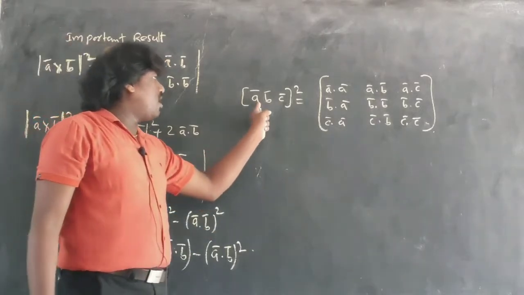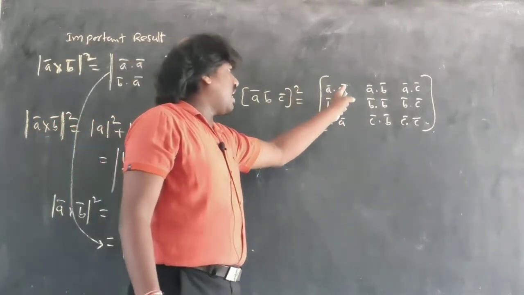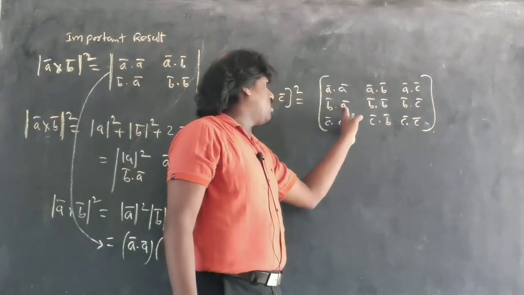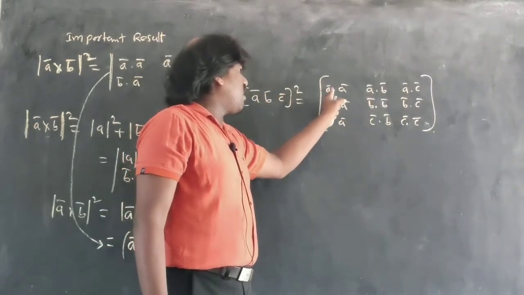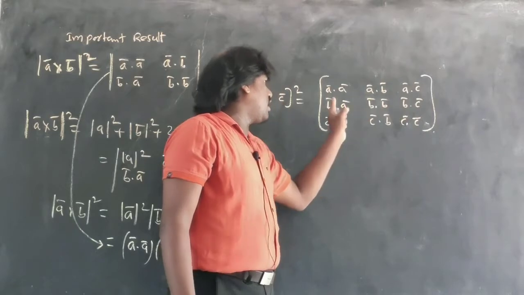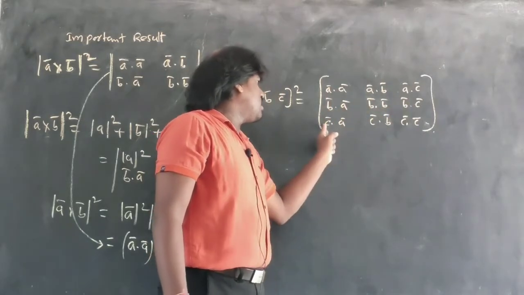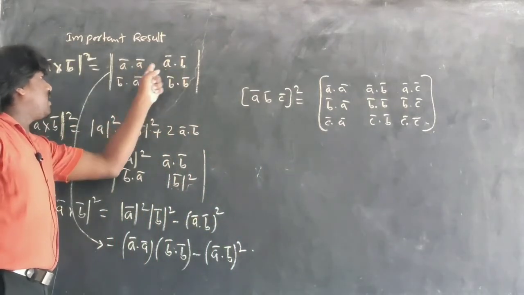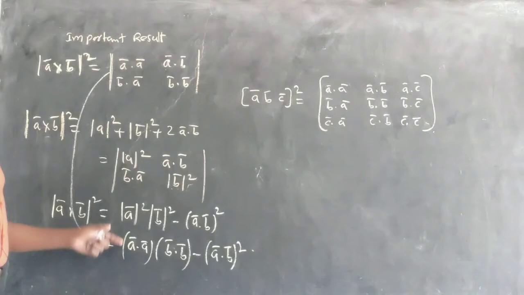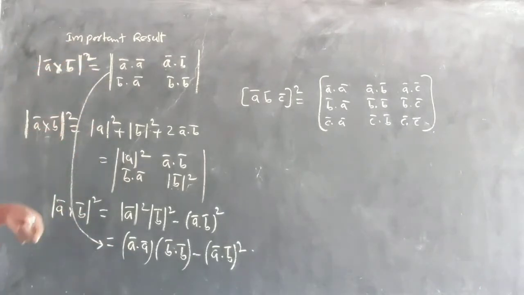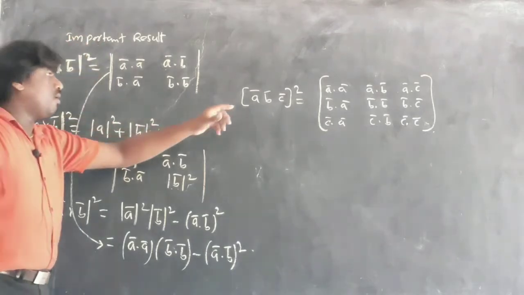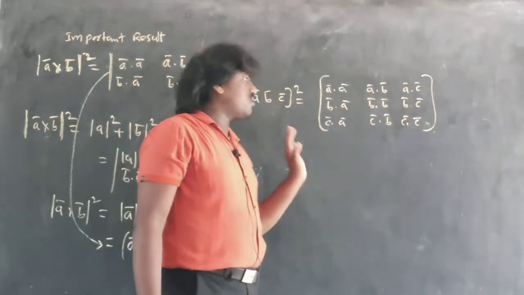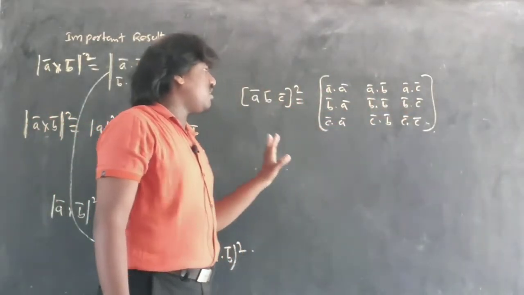Same way, box ABC whole square can be written as the determinant of A dot A, A dot B, A dot C, B dot A, B dot B, B dot C, C dot A, C dot B, C dot C. Just remember like this: A with A, A with B, A with C, B with A, B with B, B with C, C with A, C with B, C with C. Same here also: A with A, A with B, B with A, B with B. So that's the reason you just remember this result: mod A cross B whole square is this, box ABC square is this. If you remember this, we can solve some problems based on that. Let us go for the problems.